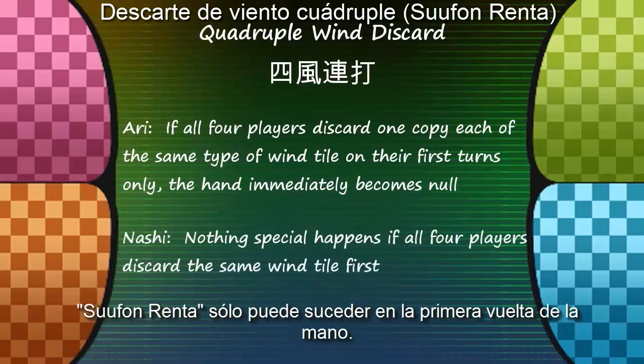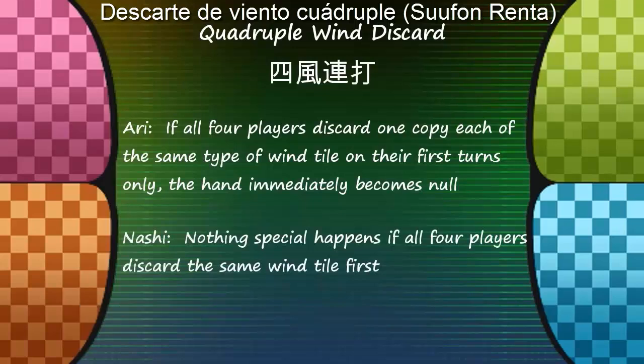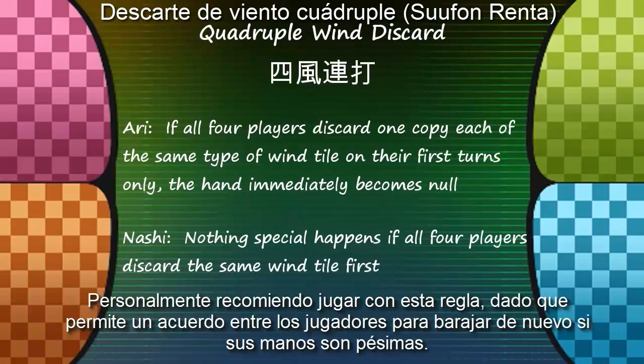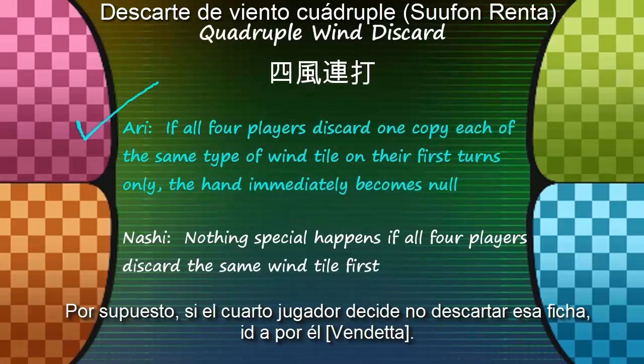The opportunity for Suufon Renta only lasts for the very first go-around of a hand. If any player breaks the sequence, or the dealer does not start it, 4 consecutive discards of the same wind tile does not cause anything special for the rest of the hand. I actually recommend playing with this rule, because it provides a way for the players to come to a subtle agreement that the tiles could stand to be reshuffled if everyone's hand is crap. Of course, if the 4th player opts not to discard their copy of the wind tile on the first turn, watch out for them.